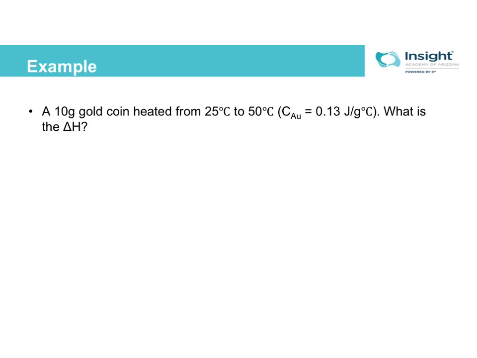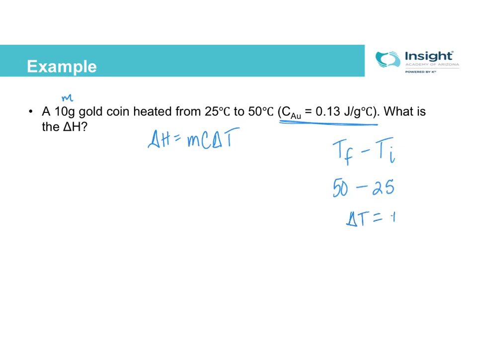So, for example, a 10-gram gold coin is heated from 25 degrees Celsius to 50 degrees Celsius. C, the specific heat of gold, is 0.13 joules per gram degree Celsius. So what is the delta H? This is where you can use that equation we've already dealt with. All right, so our mass is the 10 grams. Our C is given to us, and our delta T, remember that's T final minus T initial. So our final temperature is going to be 50, our initial temperature is going to be 25, so that delta T is equal to positive 25. All right, signs are important there.